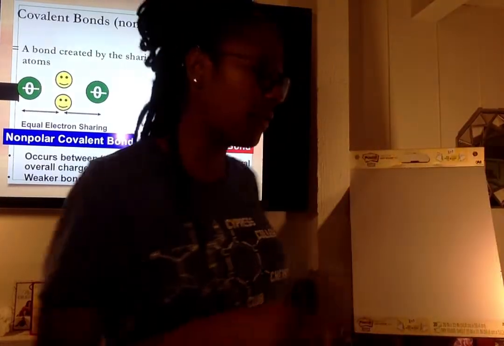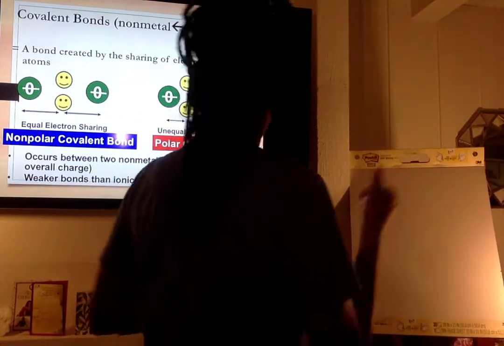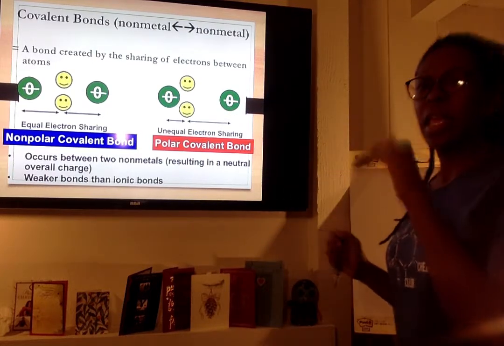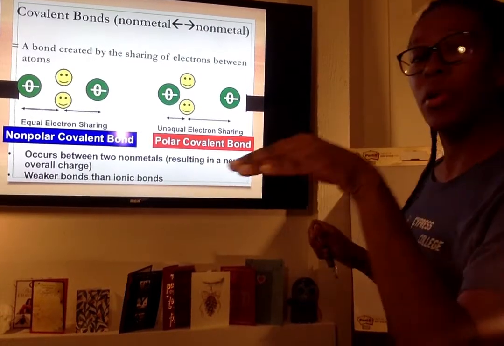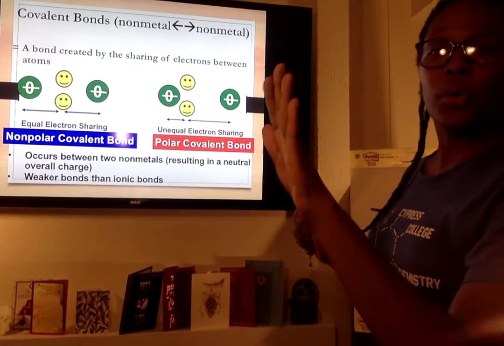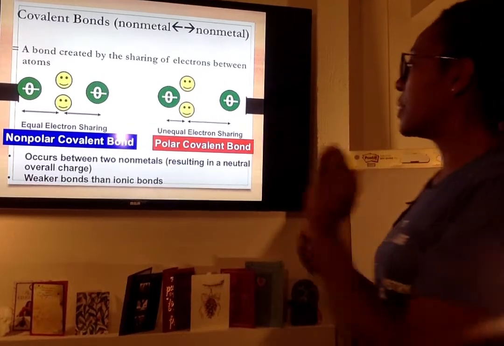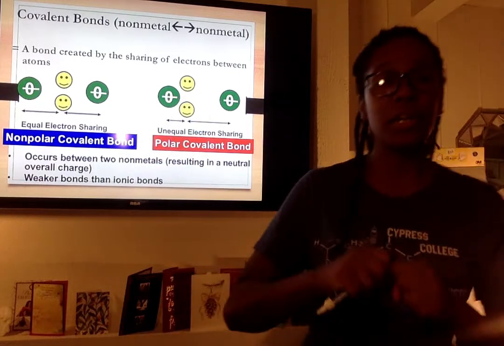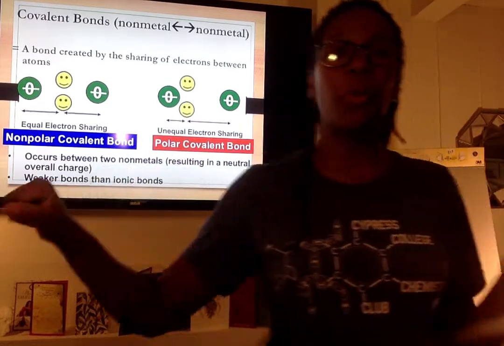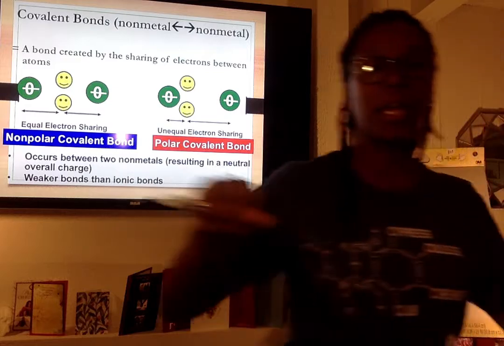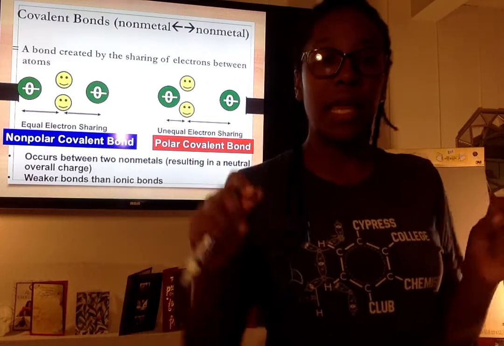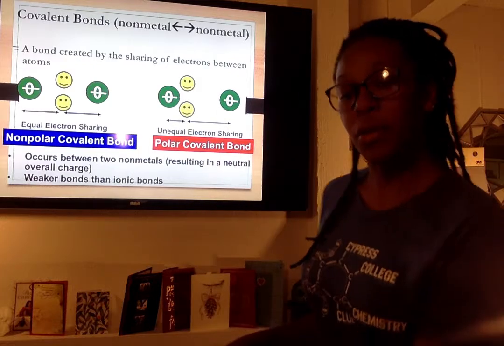When you think of nonpolar, what I like to think of is that when something is nonpolar, it has no pull. So there's nothing that's going to be pulling on either end. When you're sharing something, no person is pulling the other end. Unequal pulling is like a tug of war. In the beginning, there's a flag in the middle.